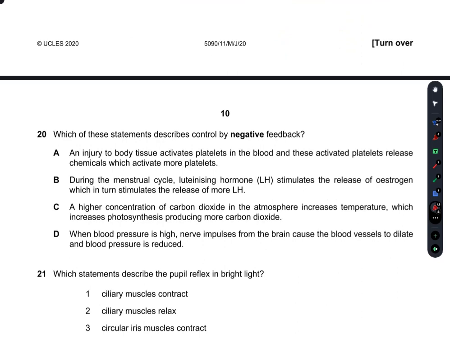Which of these statements describes control by negative feedback? Negative feedback means the output of a process decreases the rate of the process. An injury to body tissue activates platelets in the blood, and these activated platelets release chemicals which activate more platelets. So this is a positive feedback. So A is incorrect.